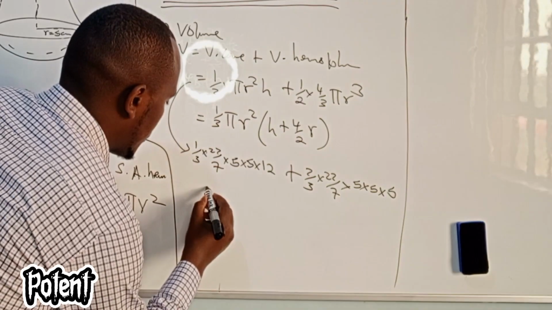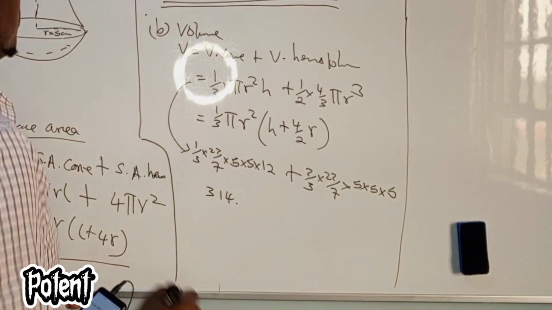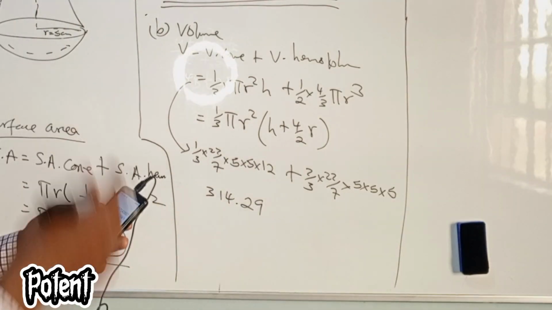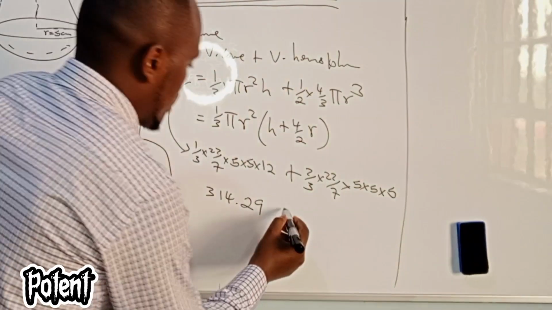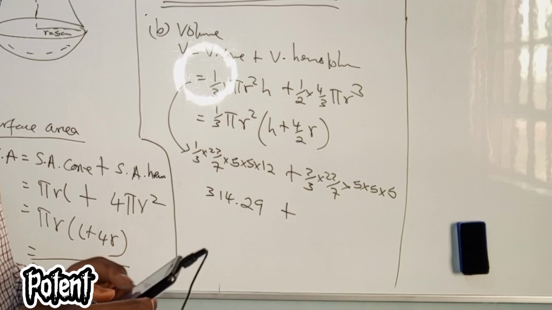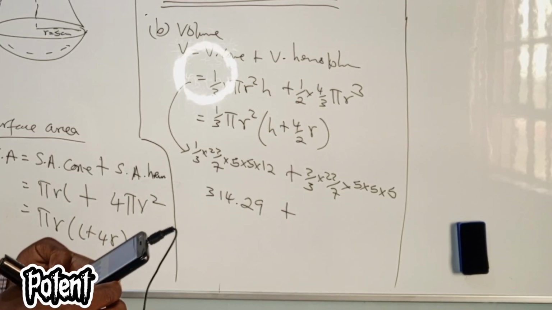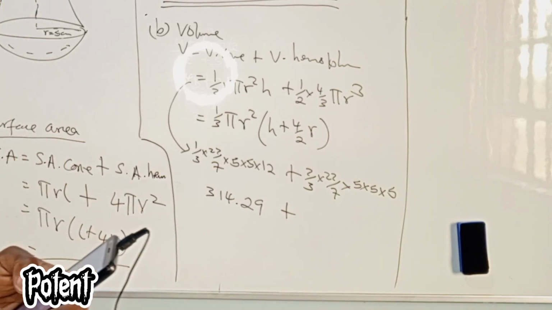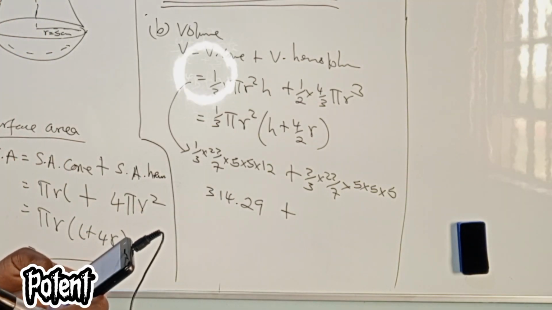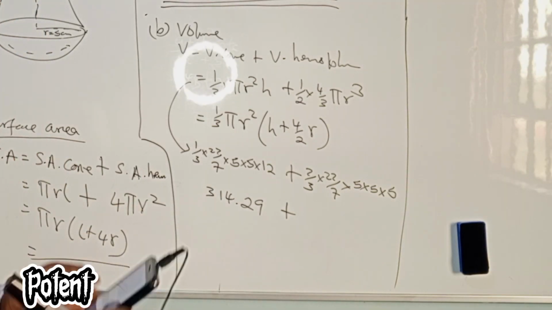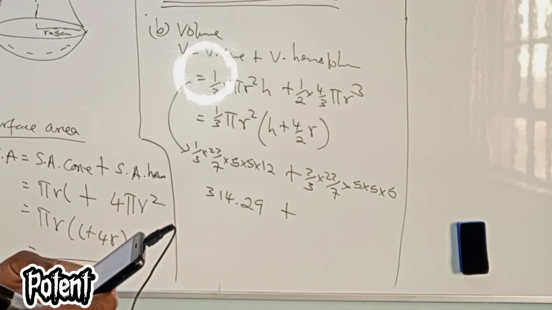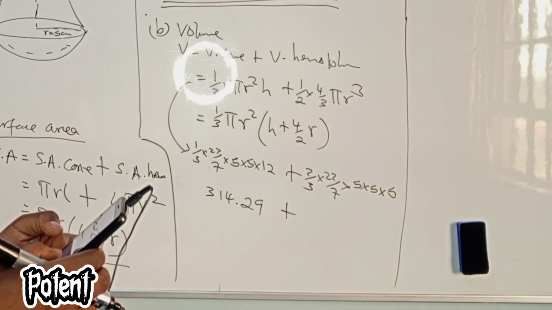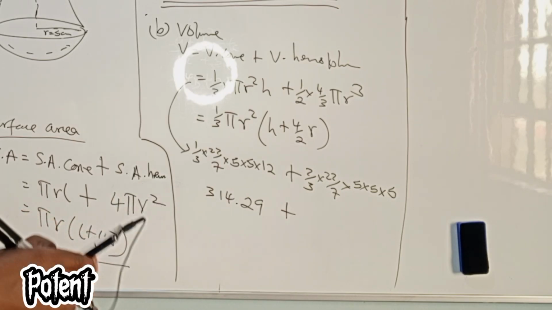So 1 divided by 3 times 22, divided by 7, then times 25, then times 12. This is 314.29. My answer had come with a fraction like 314 and then 2/7. That's okay. Then plus 2 divided by 3 times 22 divided by 7 times 25 times 5, 125.